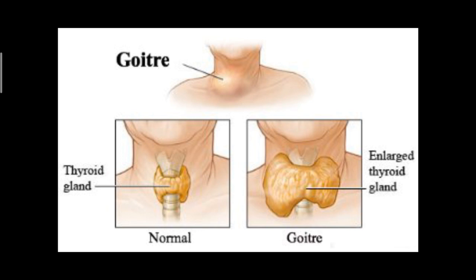Normally, this thyroid gland should release thyroxine hormone into the blood. If the thyroxine hormone is not produced into the blood, a person will suffer from the disease called goiter. Otherwise, we can say the deficiency of thyroxine hormone leads to the disease called goiter.